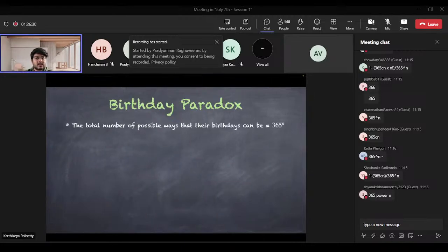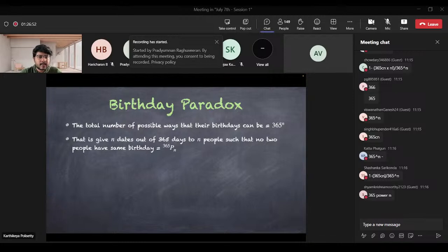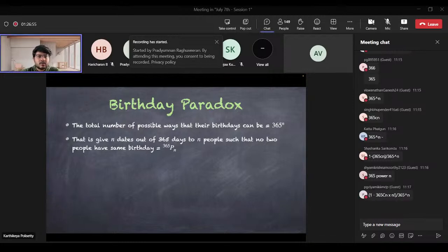The total number of possible ways that their birthdays can be: each of the n persons has 365 days, so any of the days can be his birthday. So 365 for the first person, 365 for the second person, and so on, for n persons. So 365 power n is our sample space. For A complement, we should have that no two people have the same birthday. So we have to choose n dates from the 365 dates, and we have to arrange them for these n people so that no two people have the same birthday.